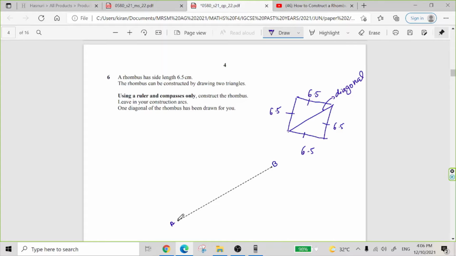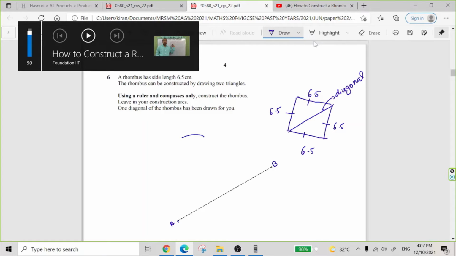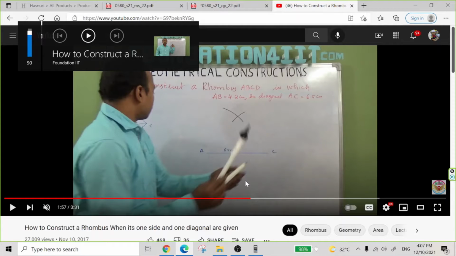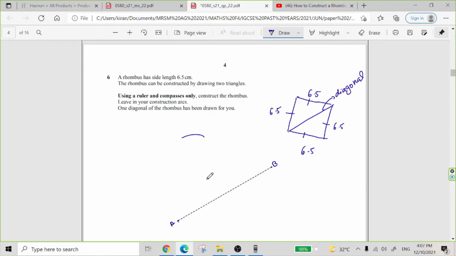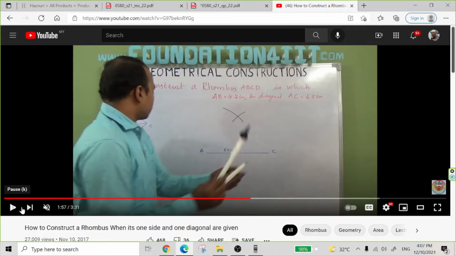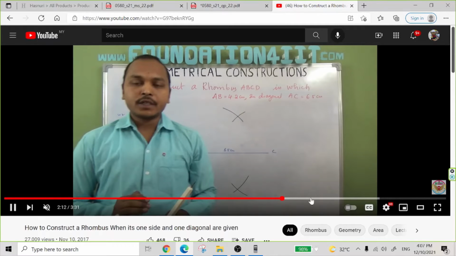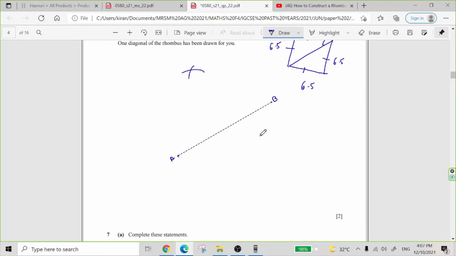We take the compasses and put the point of the compasses here, and then make an arc, one arc here, above. Then we point at B, measure 6.5 and make another arc. Also for the other side, we make another arc. Point at A, make an arc here, and make sure that your compasses opening is 6.5 centimeters.